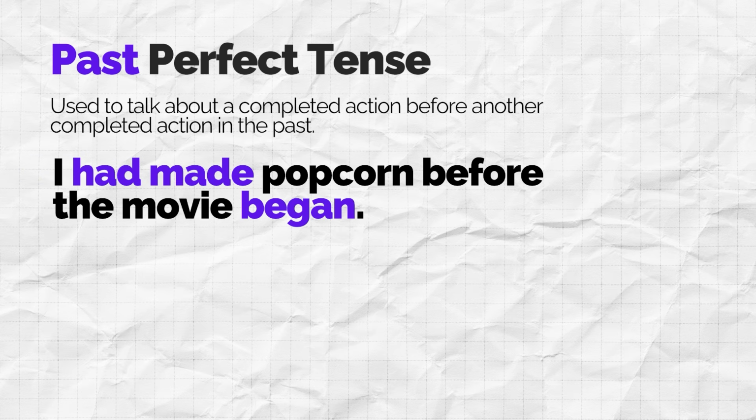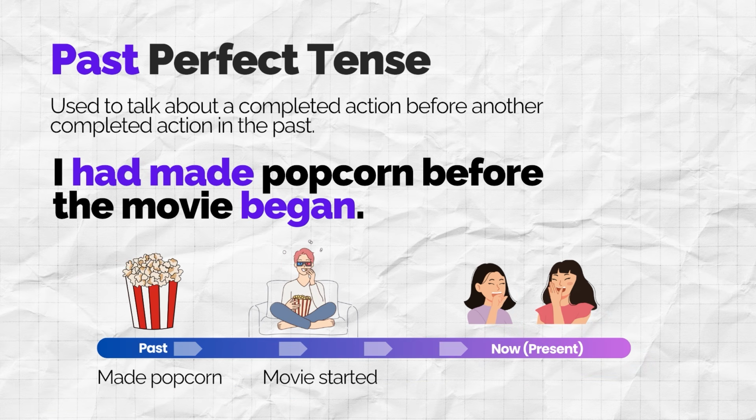Take a look at this example. I had made popcorn before the movie began. Imagine you're telling your friend about a really cool movie night you planned, but you want to say something happened before the movie even started. You made popcorn and then watched the movie. Now, if you notice, there are 2 completed actions in the past. You made popcorn and watched a movie.